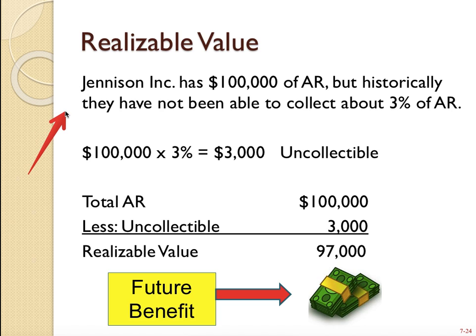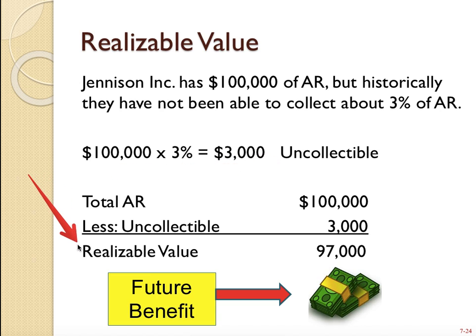So in this case, how do we figure out the realizable value? Well, it says Jennison Inc. has $100,000 of AR, but historically has not been able to collect about 3% of AR. So first, you need to calculate, well, what amount then is uncollectible? So we take the total amount of AR, multiply that by the percent that we think is uncollectible, and that gets us 3,000 that we think is uncollectible.